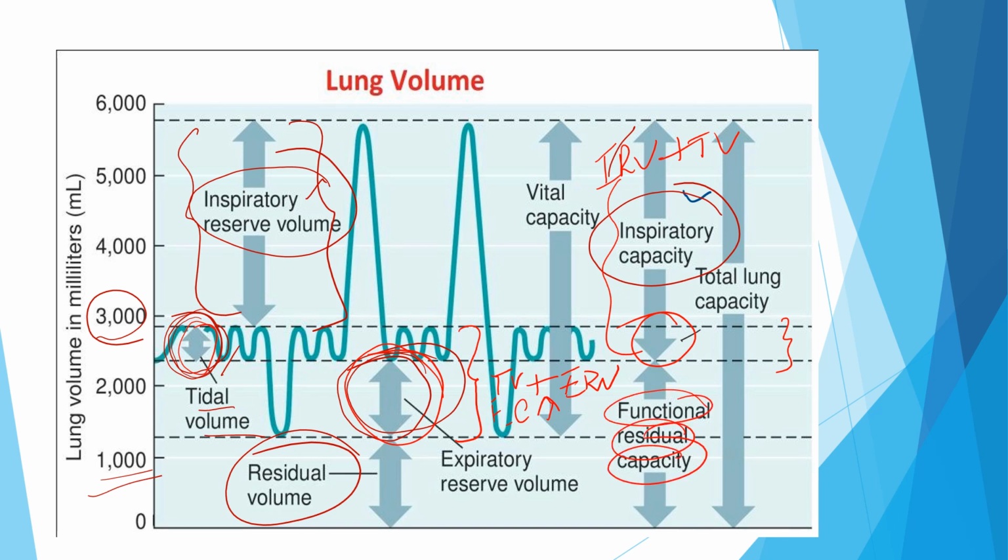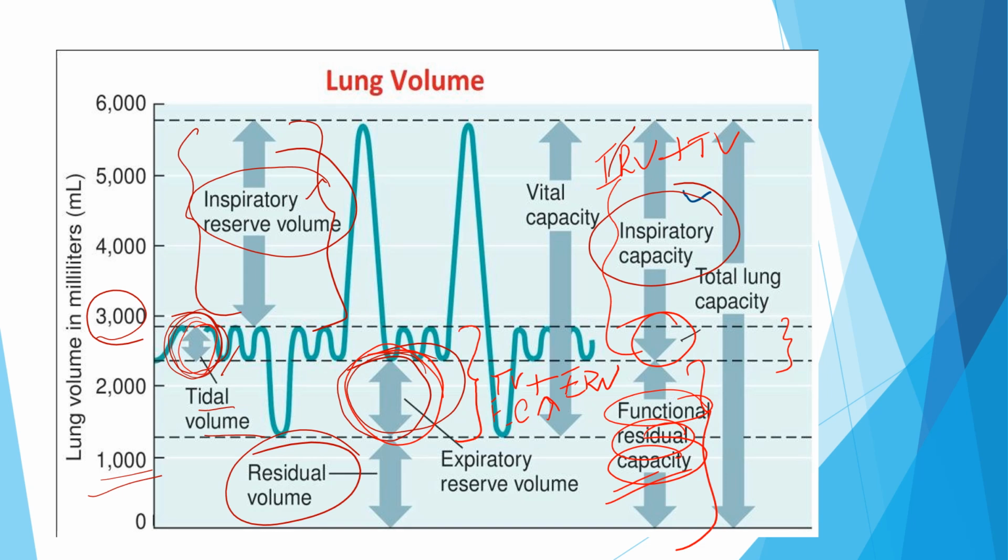Next comes the functional residual capacity. Functional residual capacity is the volume of air that remains in the lungs after normal expiration. So the expiration part is over, and after expiration some volume of air is still present in the lungs. That is the functional residual capacity.